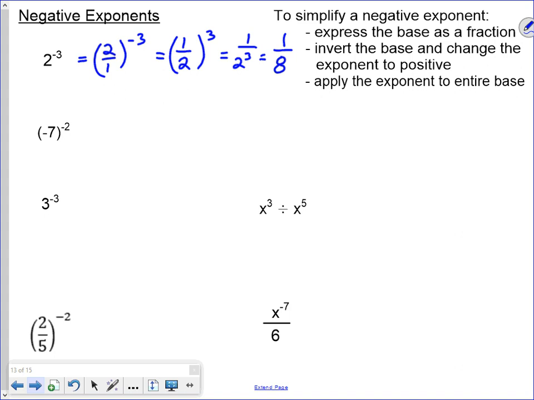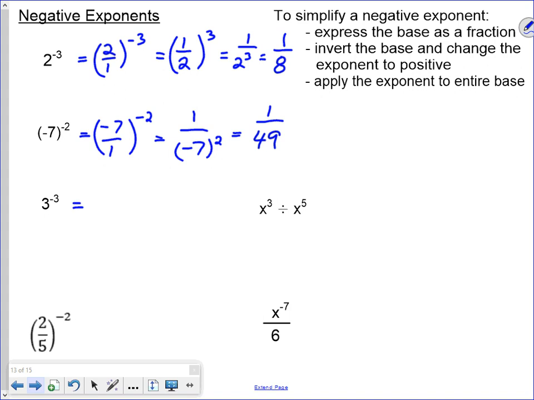And we don't have to write out these steps every single time. Okay? So we've got our next one here, negative 7 to the power of negative 2. I'm going to think of that as negative 7 over 1 to the power of negative 2, and then I'm going to flip it over, and I'm going to change that exponent to positive 2 and move it down. Okay. Now, the 1 is also to the exponent 2, but 1 to the power of 2 is just going to be 1. So this is going to be 1 over 49.